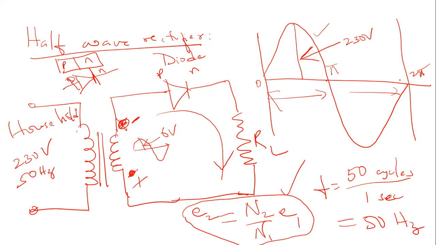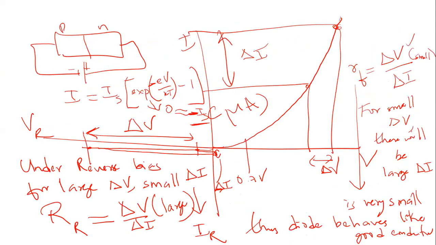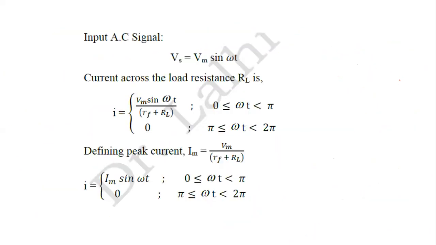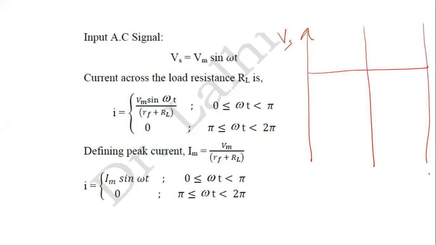All right. So now let us write down whatever we discussed in mathematical form. Now, here is our input signal. This is, let's say, our input signal. Our input signal means the signal we receive from the secondary coil of the transformer. So the secondary coil of the transformer will give you a signal something like this. All right. So this is one cycle, and this is the next cycle.